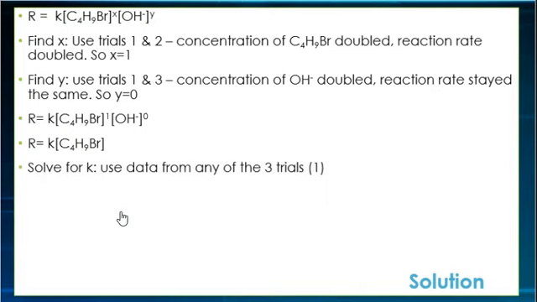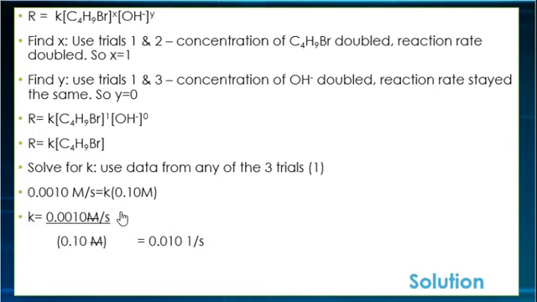So then we can go solve for K. By using the data, I used trial number 1, which was this: 0.0010 molar per second equals K times just the concentration of the carbon molecule. And so then we do the math right there, and we end up with 0.0101 per second. Interesting, our molar all canceled out there. And so our R is going to equal 0.0101 per second times the concentration of the carbon molecule. That's our final answer. Doesn't this seem like a philosophy class or something? It's like, what am I actually ending up with?